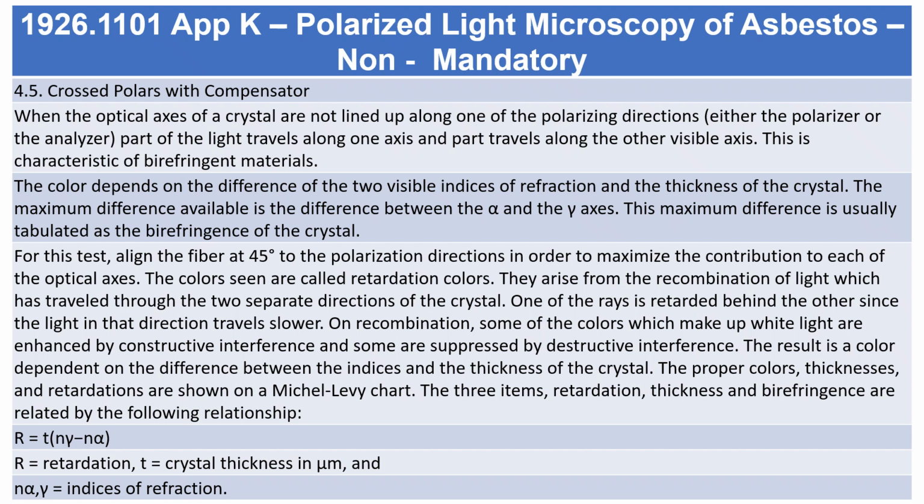On recombination, some of the colors which make up white light are enhanced by constructive interference and some are suppressed by destructive interference. The result is a color dependent on the difference between the indices and the thickness of the crystal. The proper colors, thicknesses, and retardations are shown on a Michel-Levy chart. The three items, retardation, thickness, and birefringence, are related by the following relationship: R equals T times (N gamma minus N alpha), where R equals retardation, T equals crystal thickness in micrometers, and N alpha, N gamma equal indices of refraction.